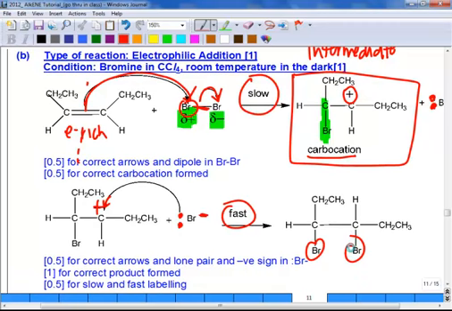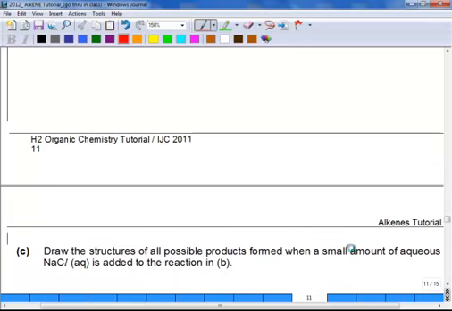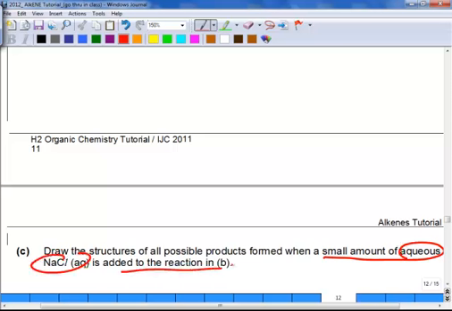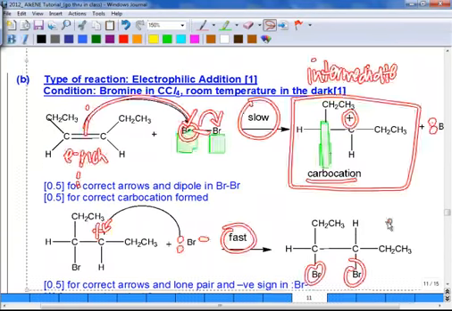Okay, continue. Next part, right, they mention draw the structures of all the possible products when a small amount of aqueous NaCl is added to the reaction. When you have aqueous, what do you have? Water. Na plus and Cl minus. So based on this, right, can you look at the mechanism again? Now I'm going to erase everything on the mechanism.